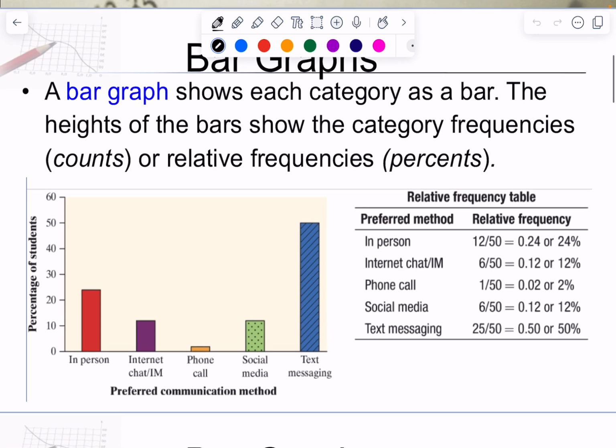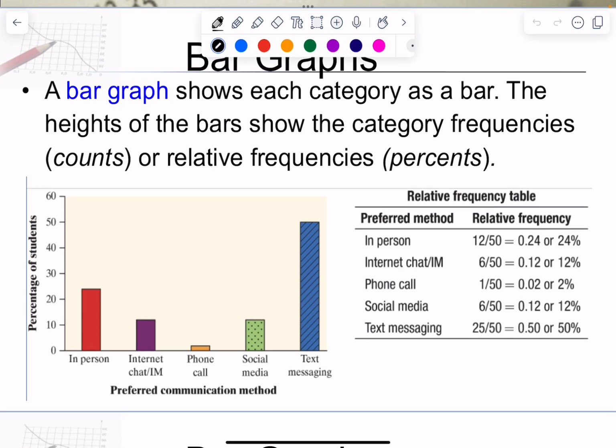Last week we talked about the preferred method of communication between friends. We looked at a frequency table where they counted how many individuals preferred each method, and then we had a relative frequency table. As we look at this, it's important to note we're talking relative frequencies, which means we're working with these percentages. We're going to take those numbers from the frequency table and create a graphical display of those numbers.